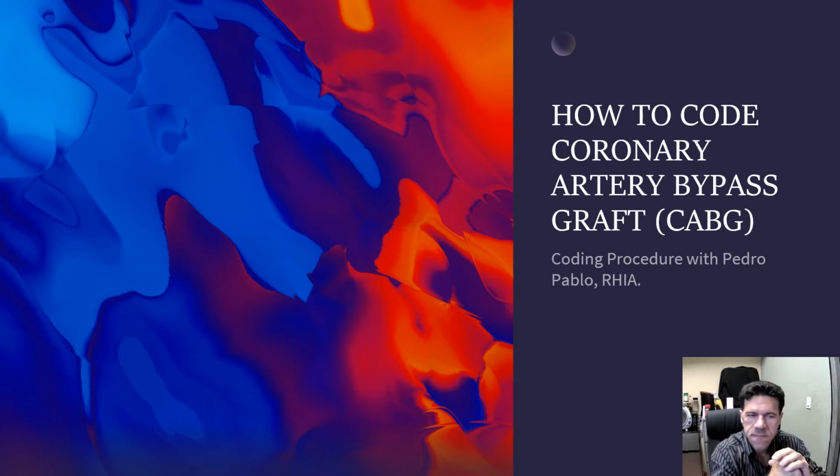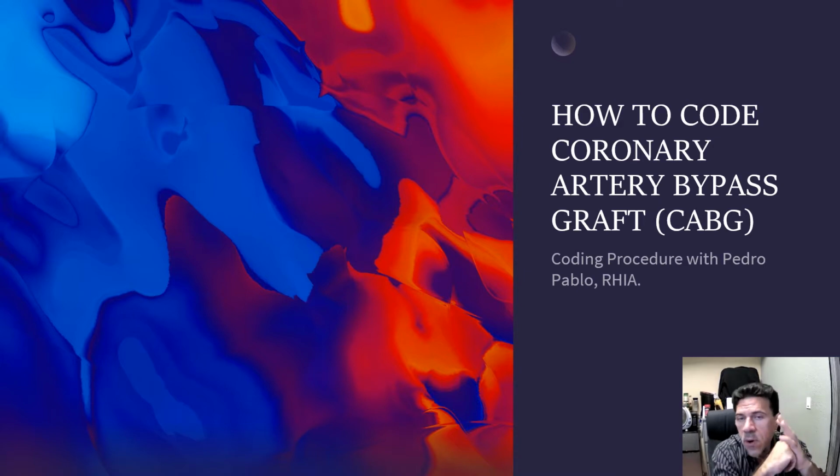What is a CABG? It's a coronary artery bypass graft. These procedures are usually done when the patient has CAD, coronary artery disease. They bypass this occlusion of the vessel from the aorta to the coronary artery and provide blood. The purpose of the procedure is to provide blood to the myocardium because the coronary arteries are sick.